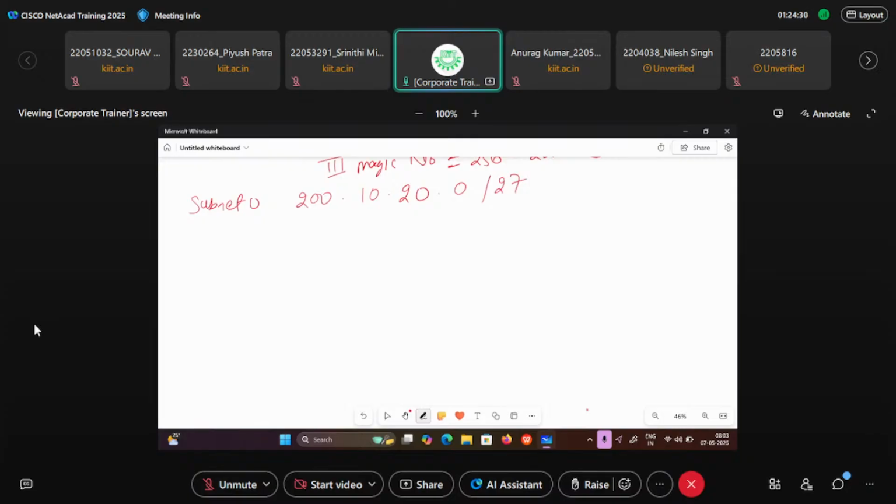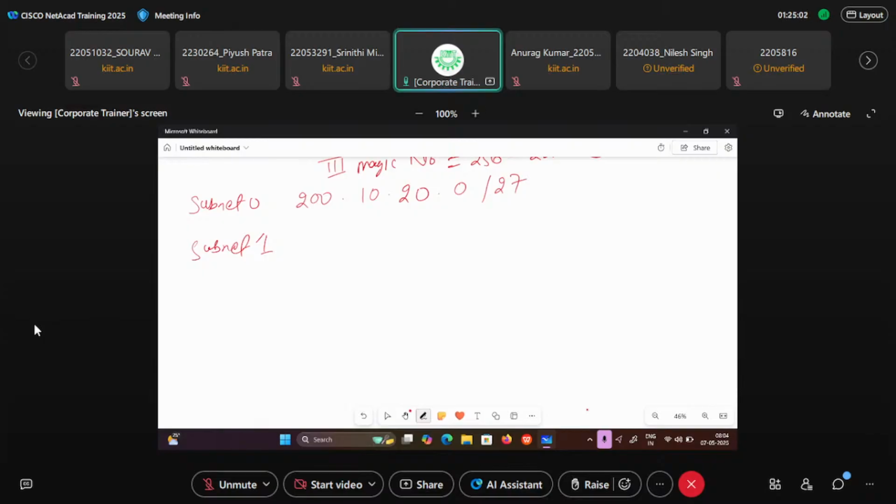Generally, this subnet is not used in the network. People don't assign this ID because if you use 200.10.20.0, it will represent the network ID of any of the subnets. If you go ahead with the next subnet, subnet 1, what will be the network ID? I'm writing subnet 0, subnet 1, subnet 2, and so on. This is my subnetted network.